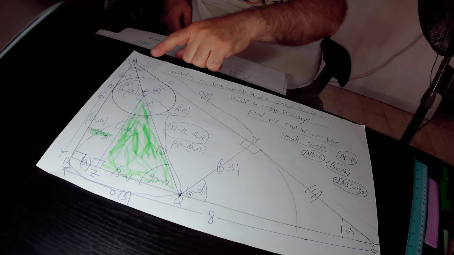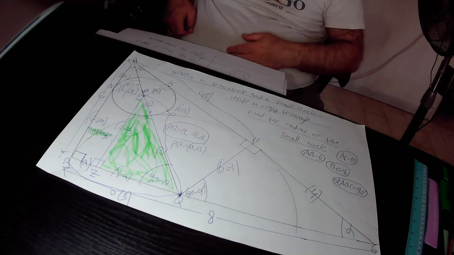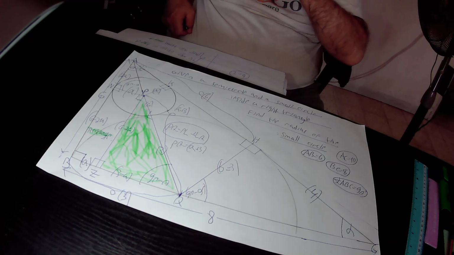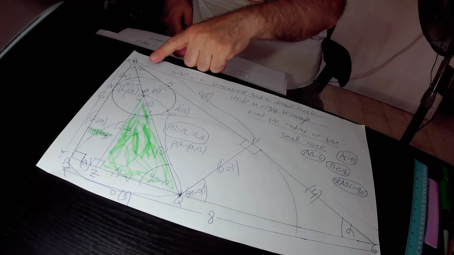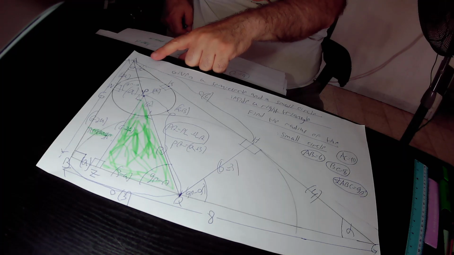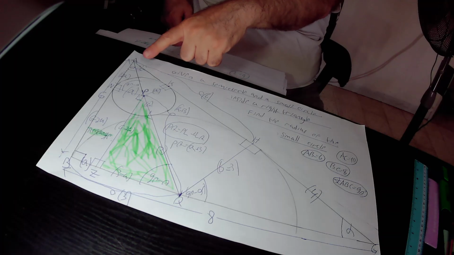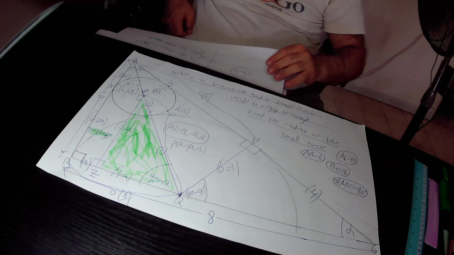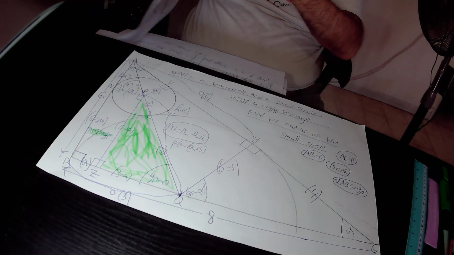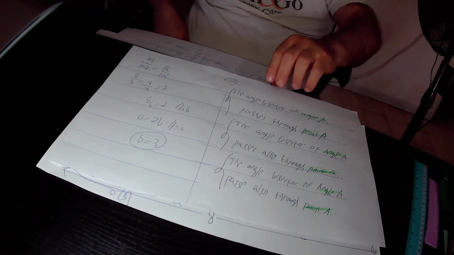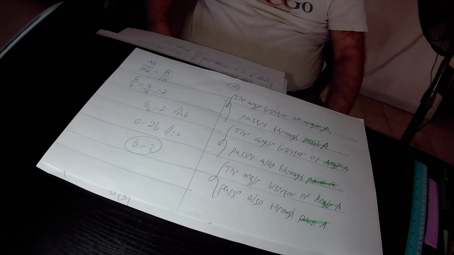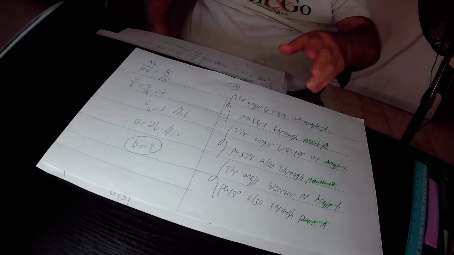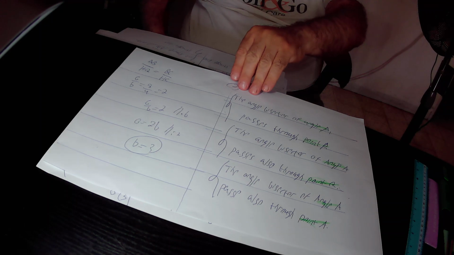If we define the size of this angle A as 2 theta, then the angle bisector PA bisects angle A into 2 halves. Each half equals theta, of course. This is the first half, this is the second half. So we found out that the angle bisector of angle A passes through point P, that is the center of the small circle.